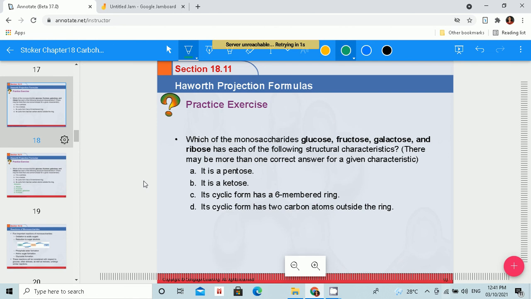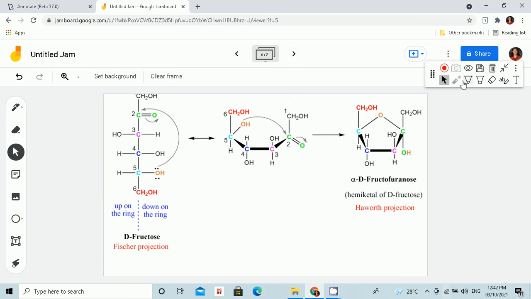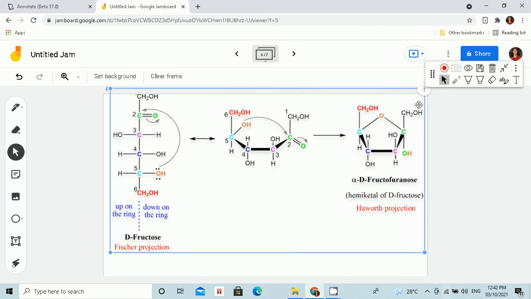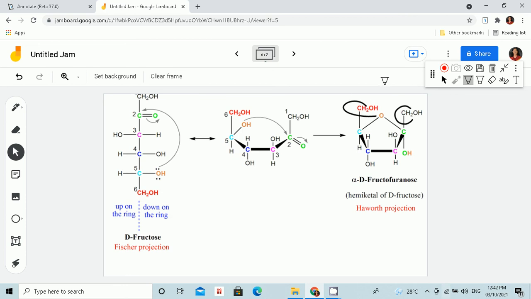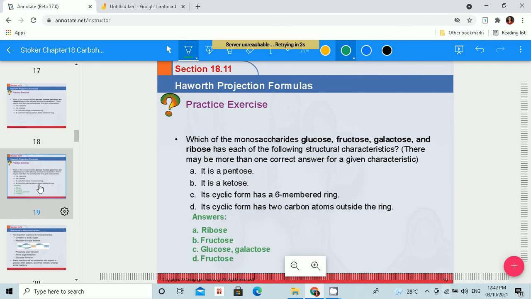Then its cyclic form has two carbon atoms outside the ring. All right, so we have it here. Yes, outside the ring. This one is our fructose. Two carbon atoms outside the ring, it's fructose. Now let's have an answer. Letter C can be glucose and galactose. They are six-membered rings.